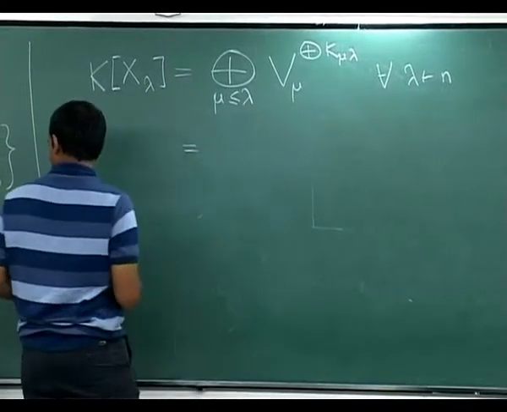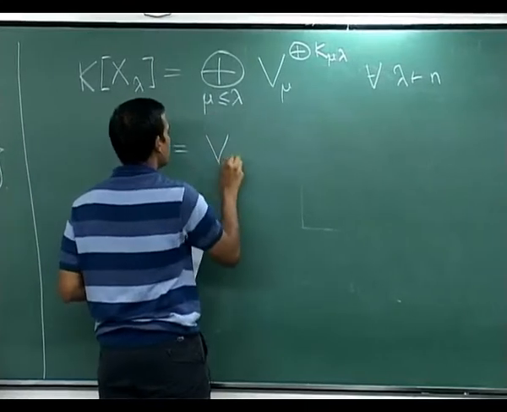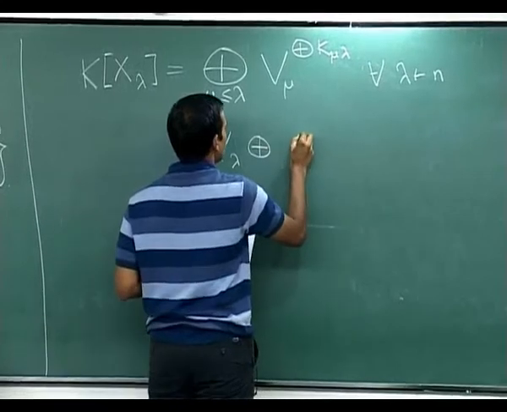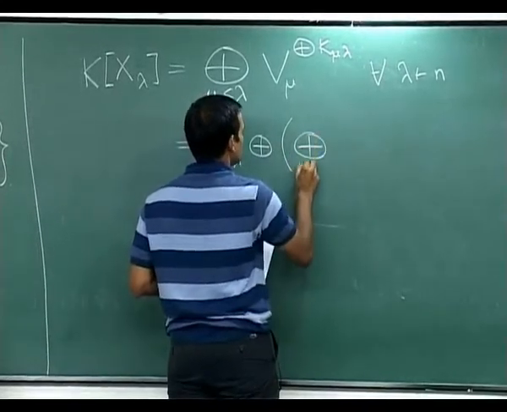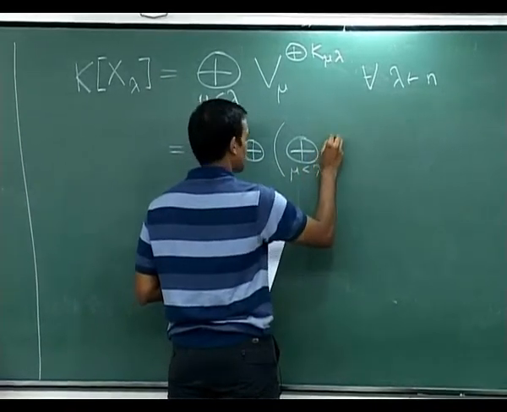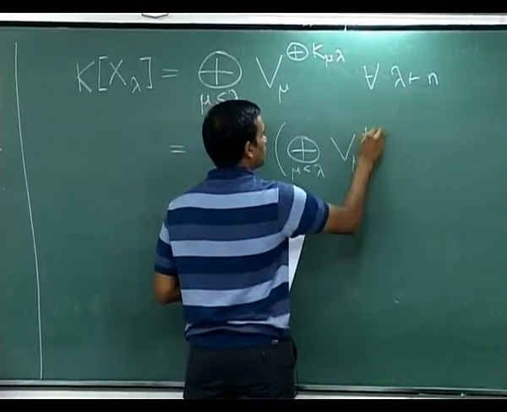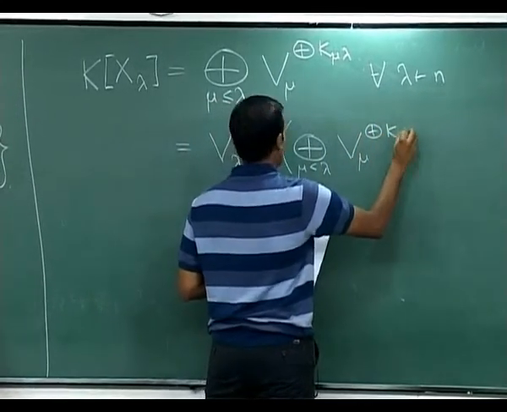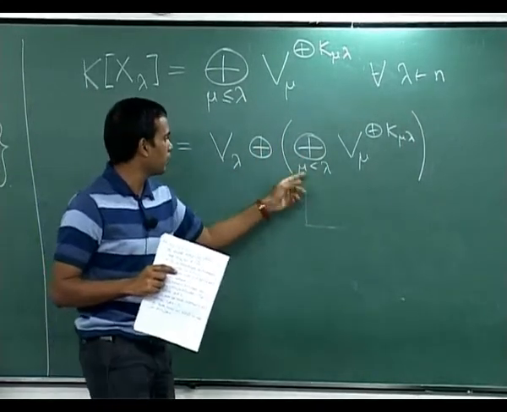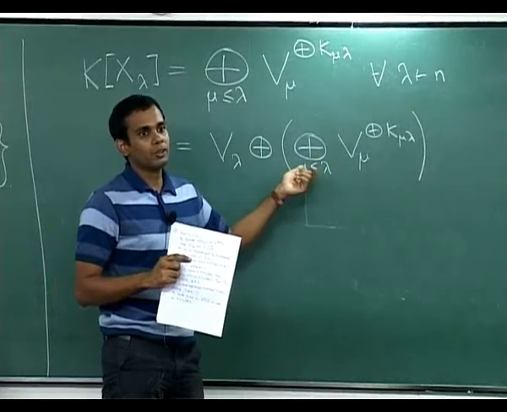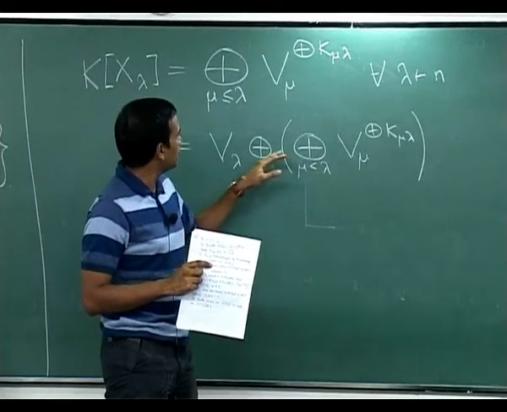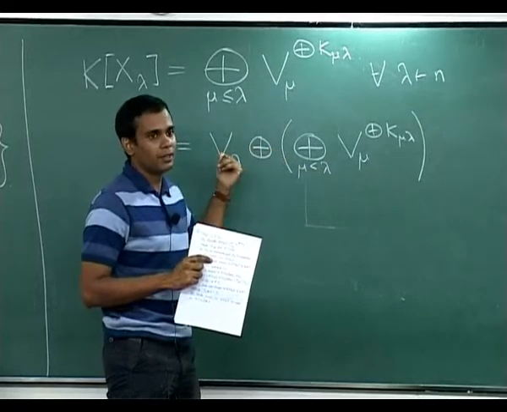And the fact that k lambda lambda is 1 means that you have v lambda occurring exactly once in k x lambda, and then you have the stuff which is from strictly smaller pieces. Just to emphasize, v lambda occurs exactly once and everything else is coming from smaller partition representations. This can be used as a definition of v lambda.